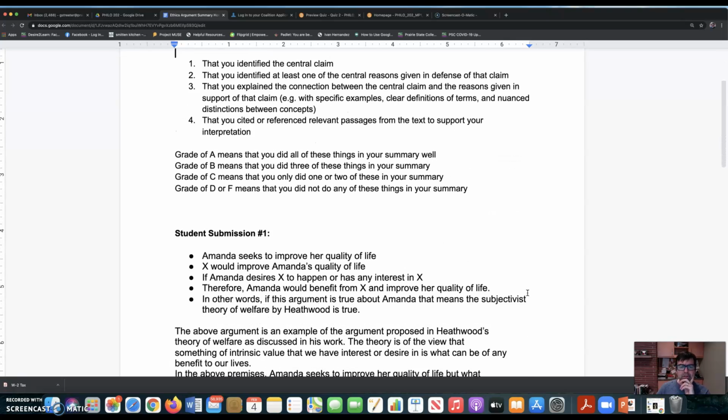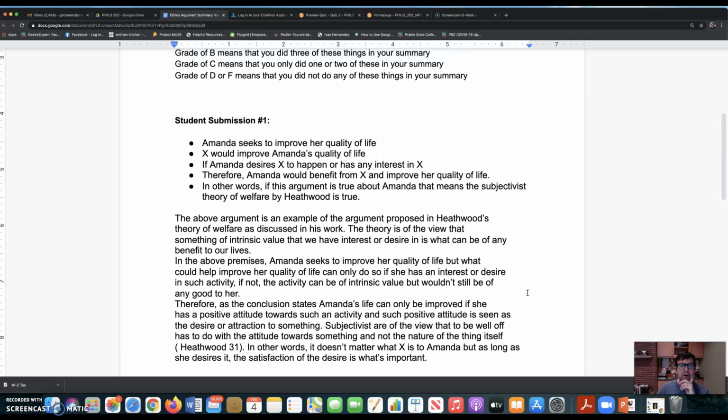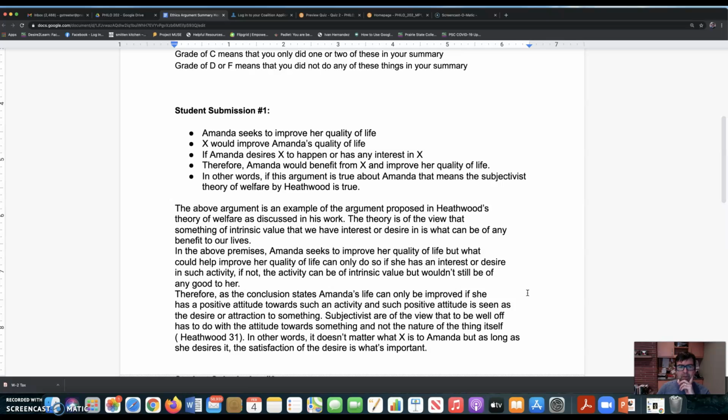Okay, so I've given you two examples. These are anonymous, but these are from fellow students. The first is just the first. I know there was two parts to the homework. I asked you to write a summary and then to answer some questions. This is just the first part. So this is a student's summary. The student also submitted answers to those questions, but I didn't include that.